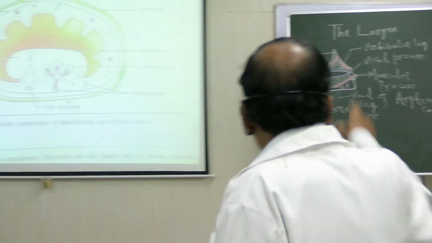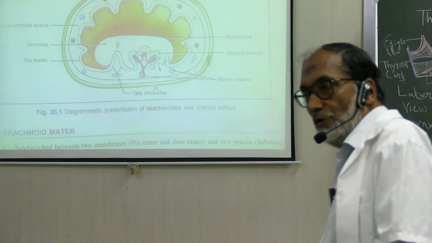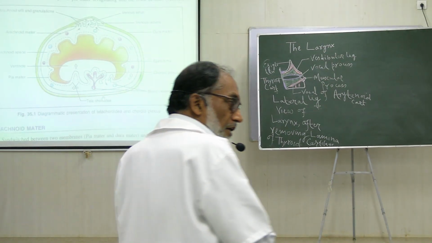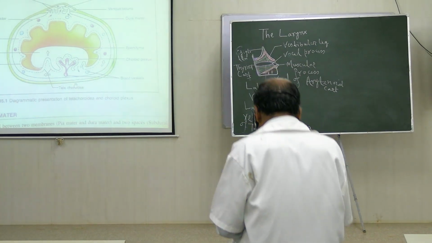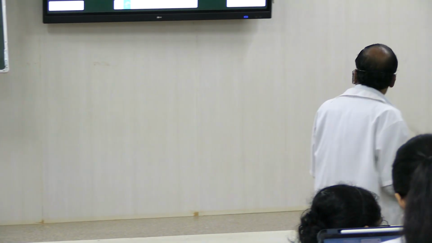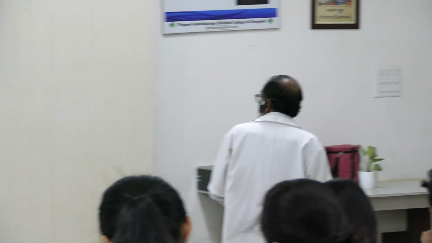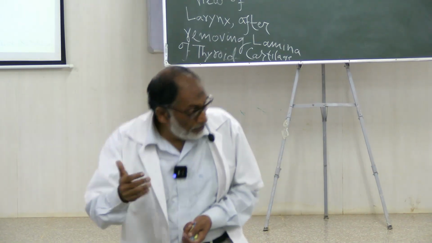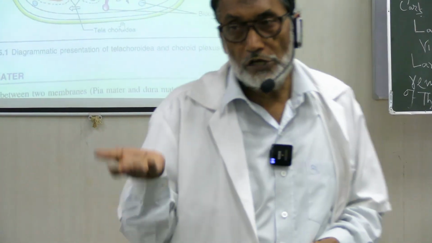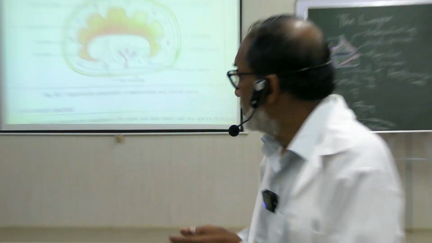Today's topic is meninges. Meninges is the outer covering of the brain and spinal cord, right? Now there are three layers from outside inwards. First Dura mater, then next arachnoid mater, and the innermost layer is Pia mater, right?